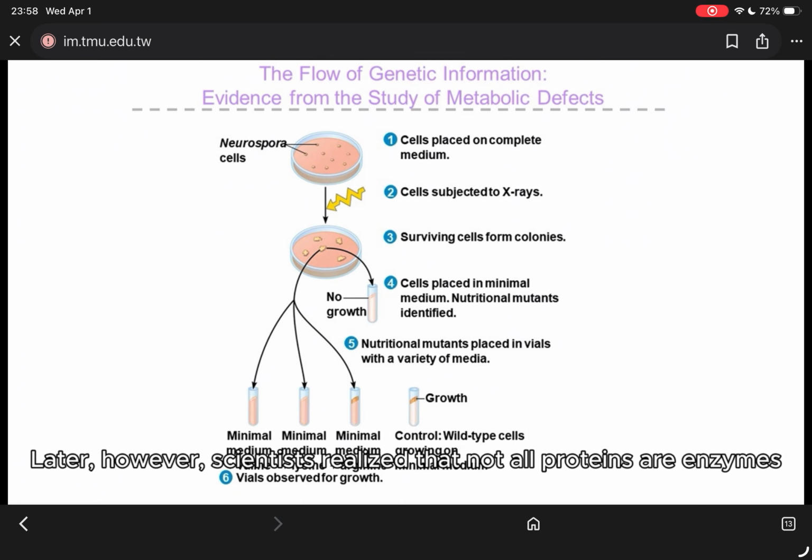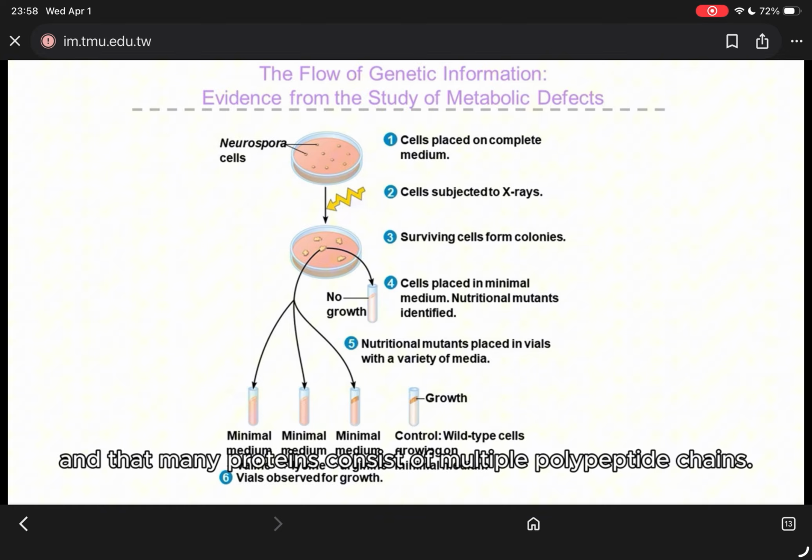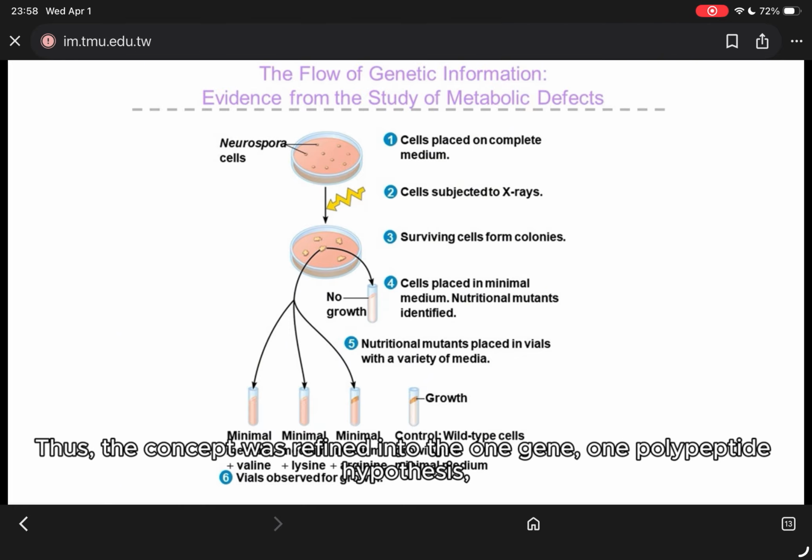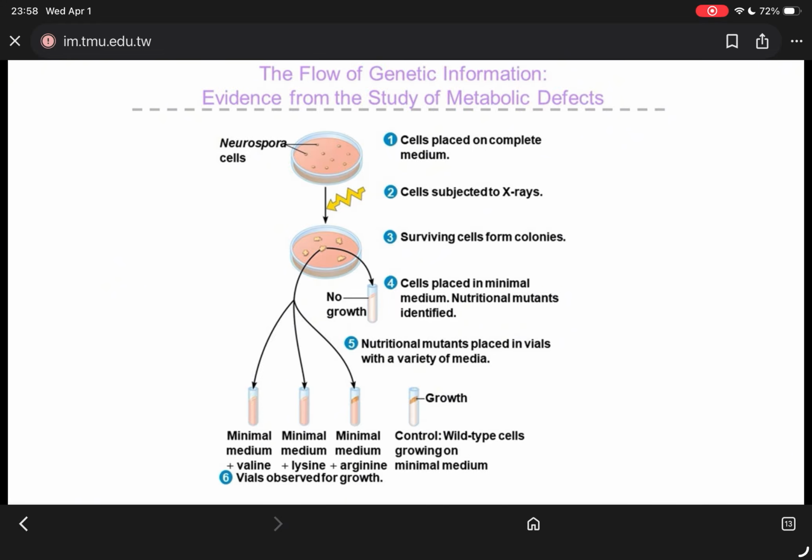Later, however, scientists realized that not all proteins are enzymes and that many proteins consist of multiple polypeptide chains. Thus, the concept was refined into the one gene, one polypeptide hypothesis, which remains foundational today. Moving into the 1950s, there was still intense debate.